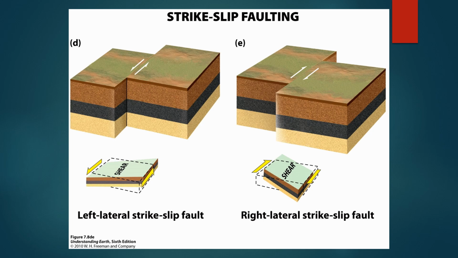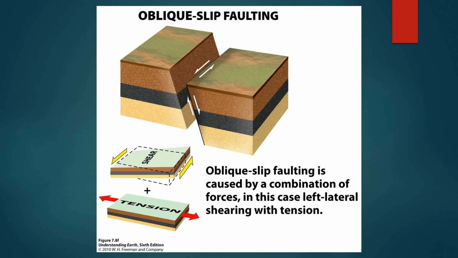If the two blocks' slip motion is to each other's left, it is called the left lateral strike-slip fault. If the two blocks' slip motion is to each other's right, it is called the right lateral strike-slip fault. Oblique slip fault is when the two blocks of the fault experience a combination of dip-slip fault movement and strike-slip fault movement. The two faulting blocks moved horizontally and perpendicularly relative to each other.